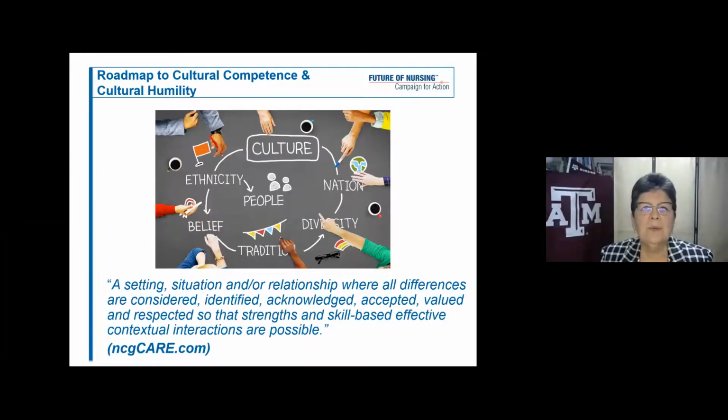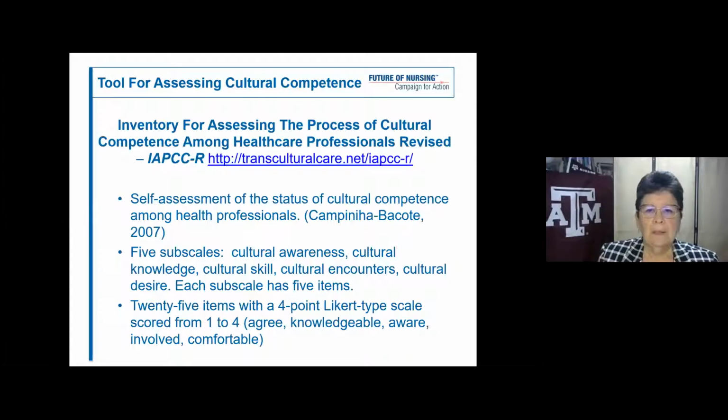In this slide, I like how this organization captured a great roadmap to cultural competency and cultural humility. And it's a quote from nursingcare.com. A setting, situation, and/or relationship where all differences are considered, identified, acknowledged, accepted, valued, and respected, so that strengths and skill-based effective contextual interactions are possible. End of quote. So now let's talk about an evidence-based tool that has been used successfully to measure cultural competence.